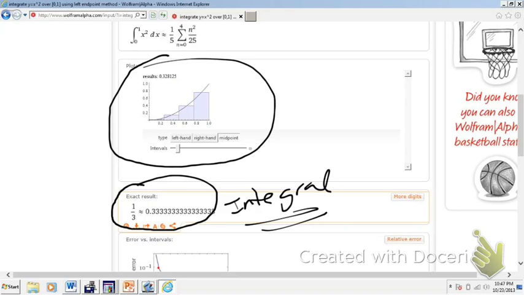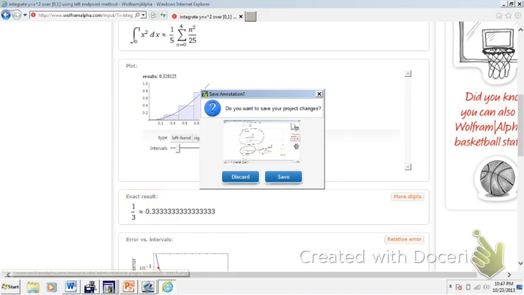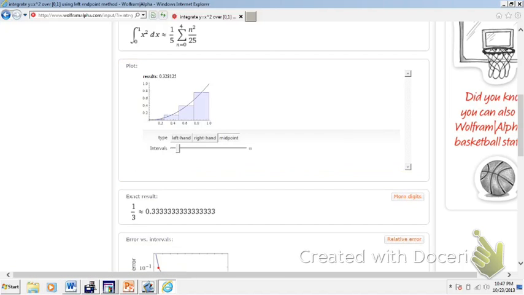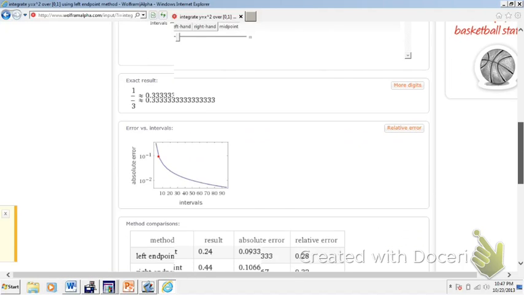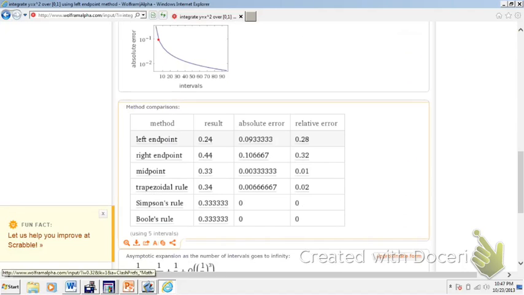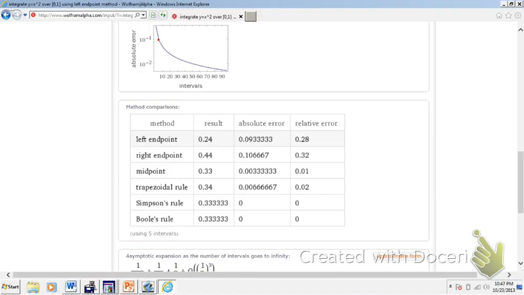And then another really great thing, we haven't talked about Simpson's rule or trapezoidal rule yet, but I love this feature. If you keep paging down, look at that. It's going to give you the results. Again, this is using 5 intervals, though, using various rules, Simpson's rule, trapezoidal rule, etc.